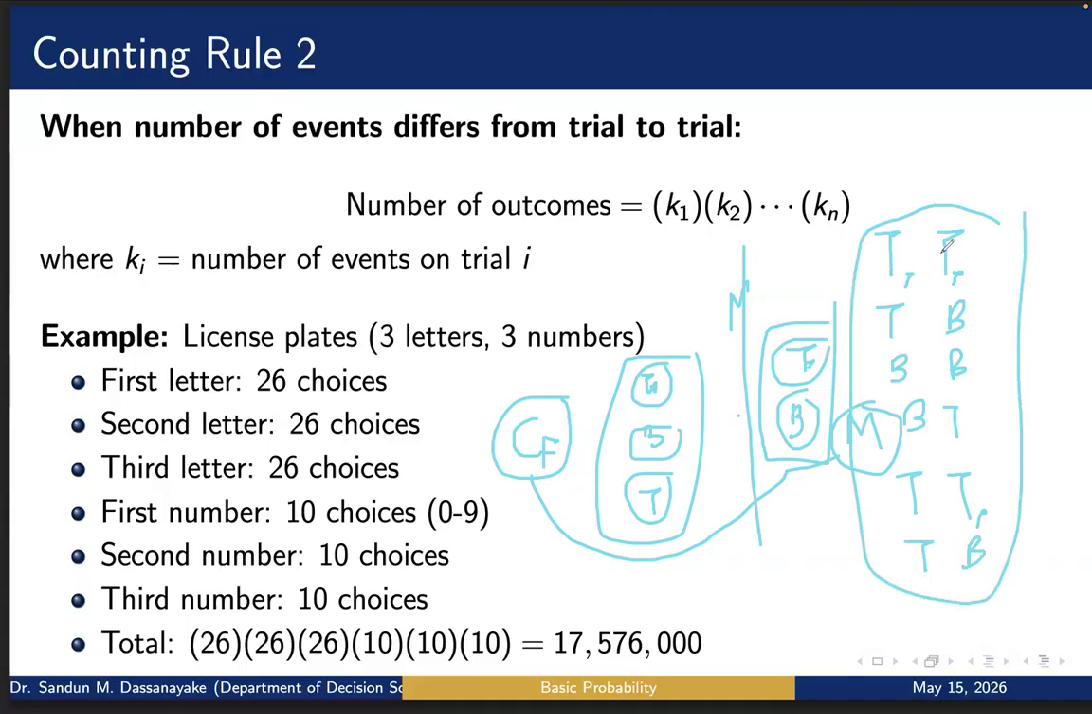So how many of them are there? 2, 4, 6, 8, 10, 12? So 1, 2, 3, 4, 5, 6. 6 possible pairs, right?